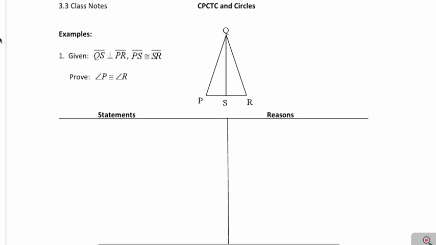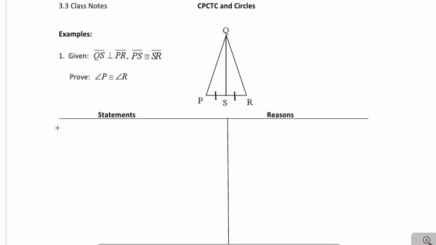In this video, we will be looking at some different two-column proof examples that involve the use of the theorem we learned on circles and CPCTC. Just as in the proofs we were doing in sections 3.1 and 3.2, we are still going to be trying to prove two triangles congruent.